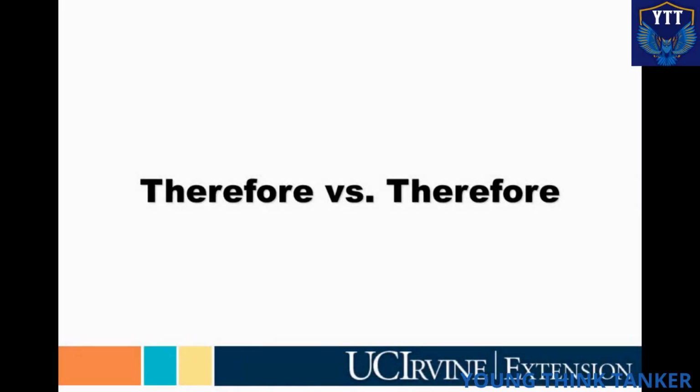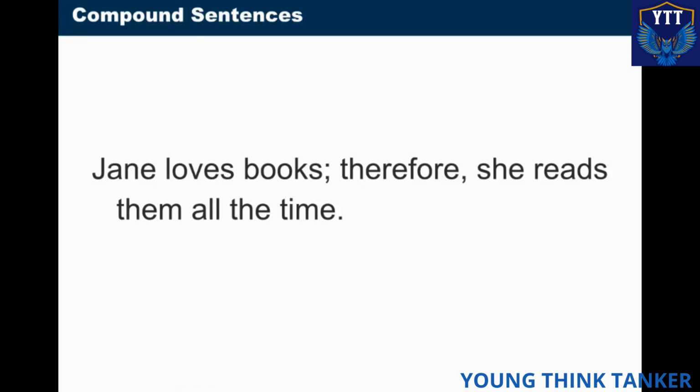This short lesson will show you several different uses for the transition words. In the first sentence that you saw, therefore was being used as a connector for a compound sentence. As you've already learned, when you join two independent clauses with a transition word, you have to put a semicolon in front and a comma after.